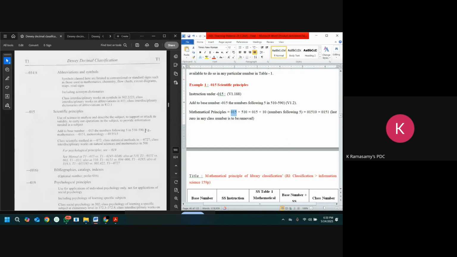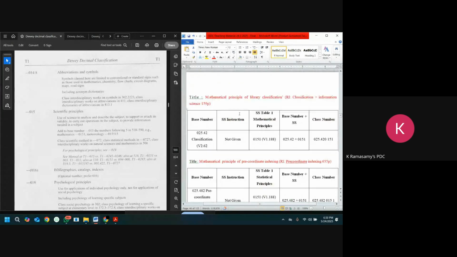What does the rule say? Numbers following 5. So 5 should not be taken. After 5, 10 is taken and it can be added to 015. So what is the answer now? 01510. 10 is the last terminal digit. 0 can be removed. What is the answer now? 0151 stands for mathematical principles.